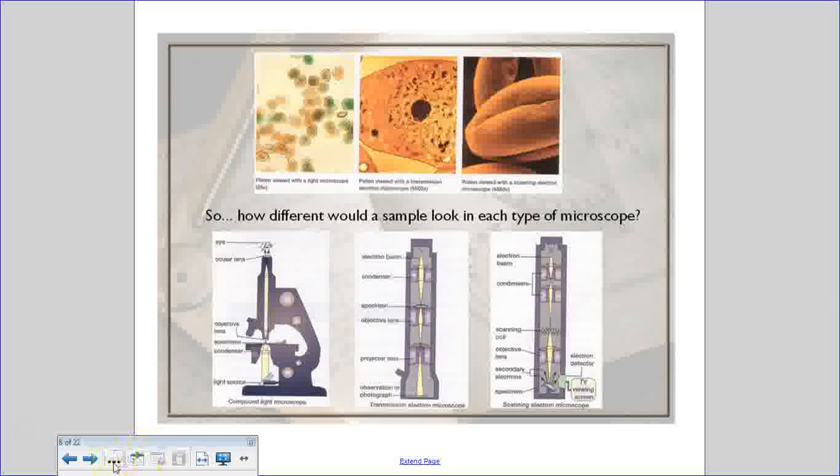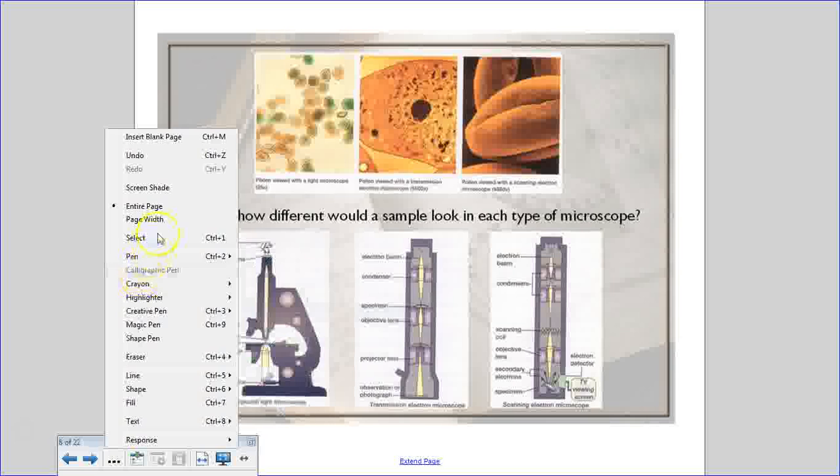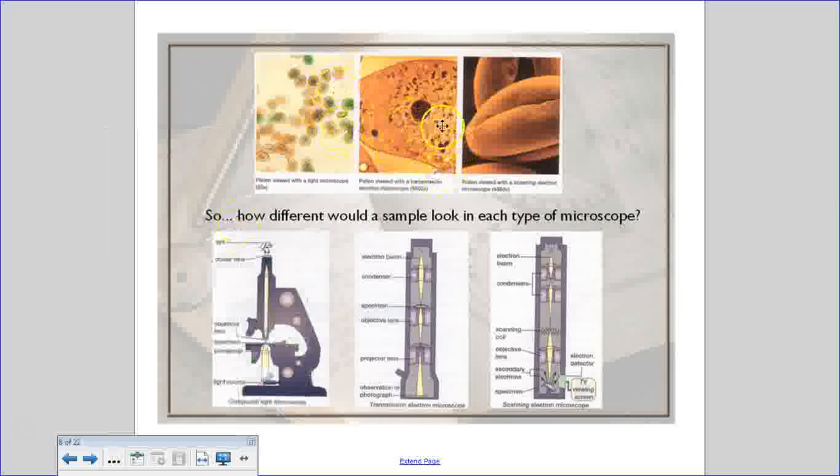So this is kind of a good one to show the differences in what you would see in the different types of microscopes. This is all looking at a grain of pollen. The first one is showing a compound light microscope. You can see a whole bunch of different pollen grains. You can see the nucleus, but that's about it. You can't really see a whole lot of detail within them. This one is a transmission electron microscope, and it's only at 5,500 X, but you can see the detail.